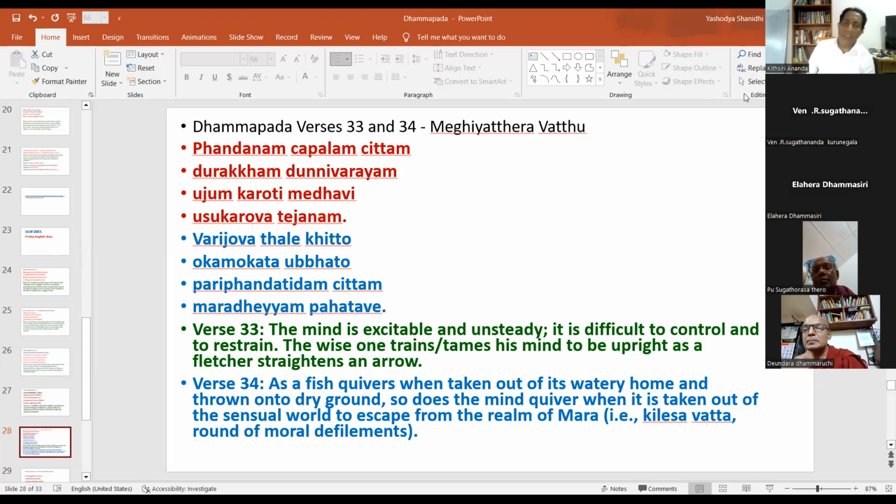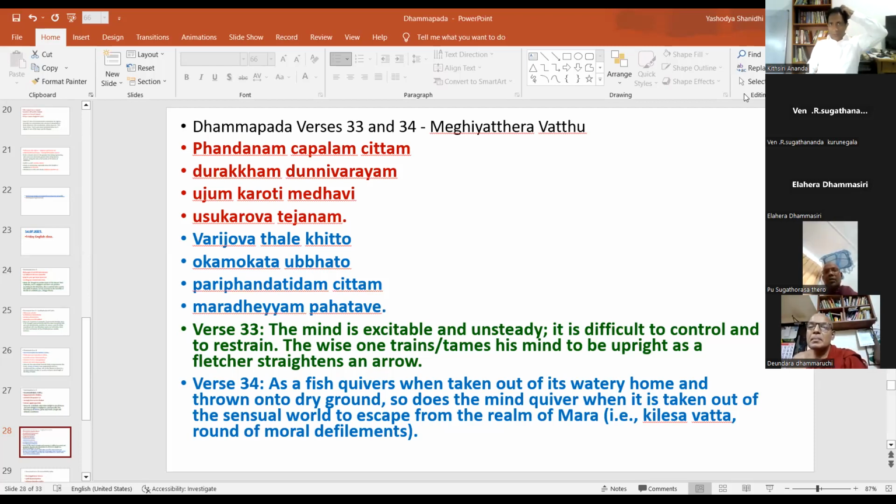to lean to worldly comforts all the time. The mind always bends toward defilements. Therefore you have to make it straight.